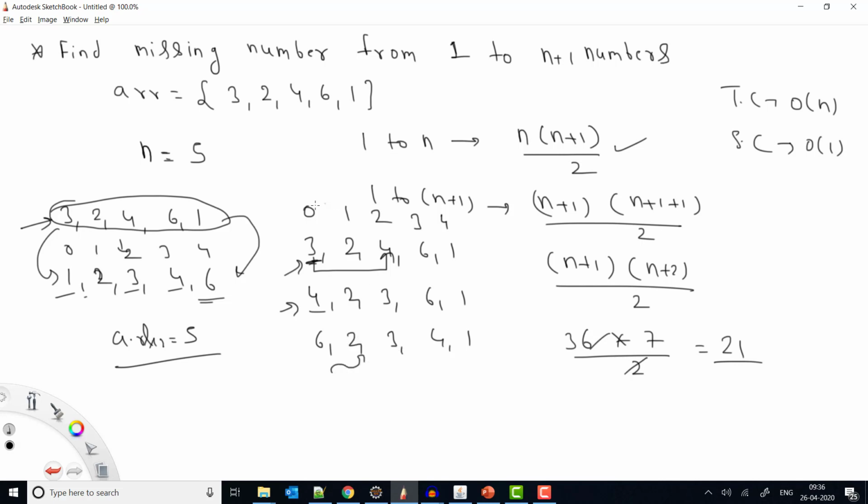Now because 2 is already i plus 1, this is fine. We'll move further. Again 3 is fine, and 4 is again fine because it is 3 plus 1. Now when we move to 1, 1 is not fine because it should be 4 plus 1. Now we'll move 1 to its correct position, so it will swap with 6. After swapping it will be 1 2 3 4 and 6, and now we'll be here. Again, because this value is greater than the array length, we won't do anything for this, and we'll move further. Now we are done with this.